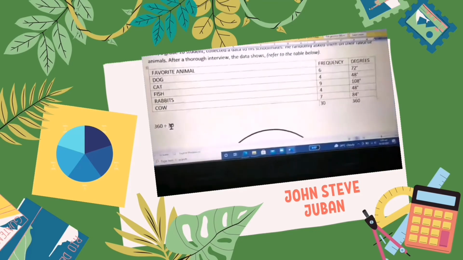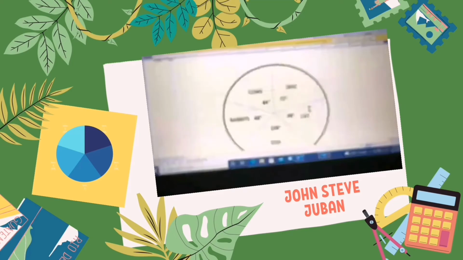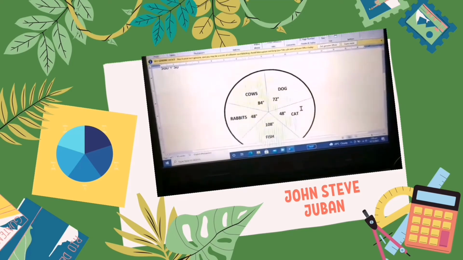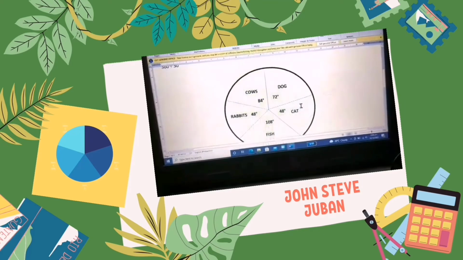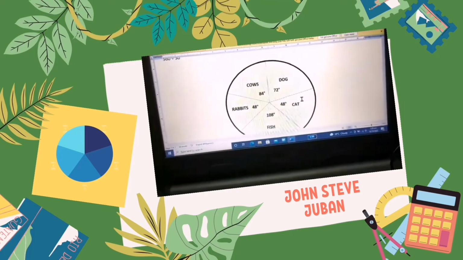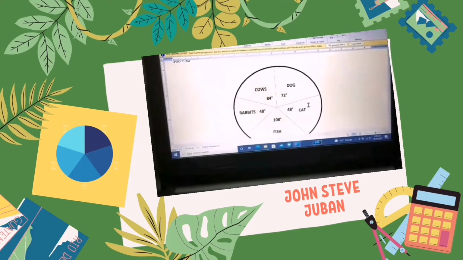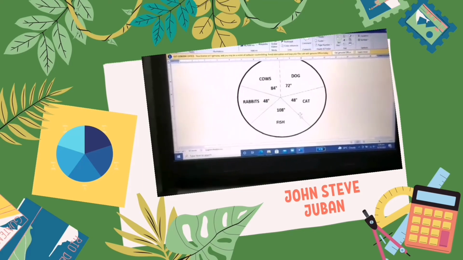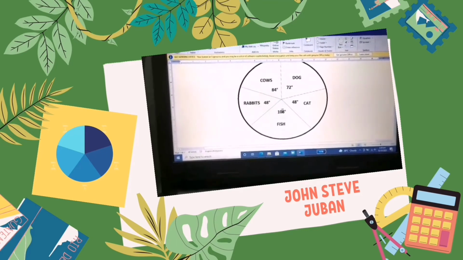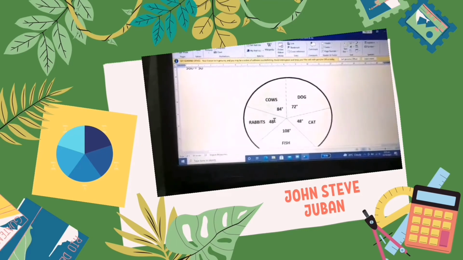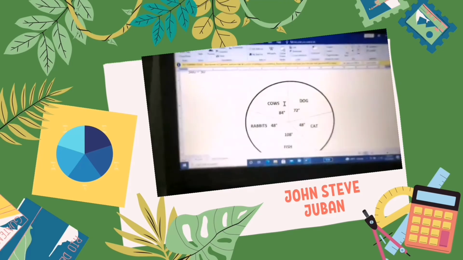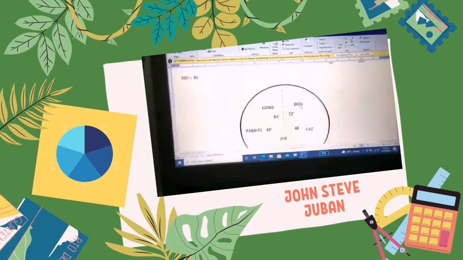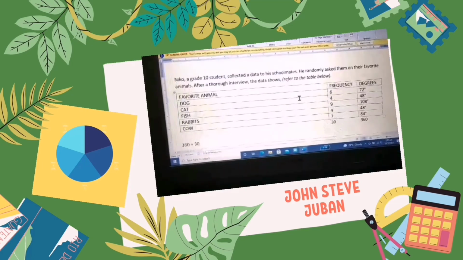And this is my example of my pie chart. Dog is 72 degrees, cat is 48 degrees, fish is 108 degrees, rabbits is 48 degrees, cows is 84 degrees, and this is my example of a pie chart.